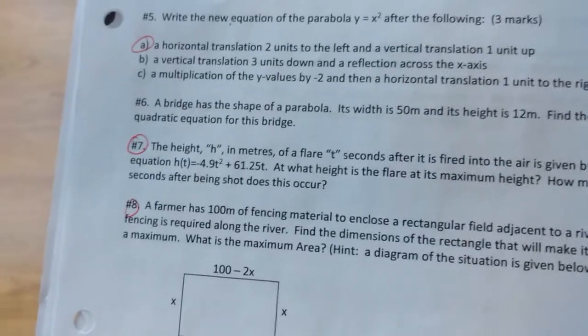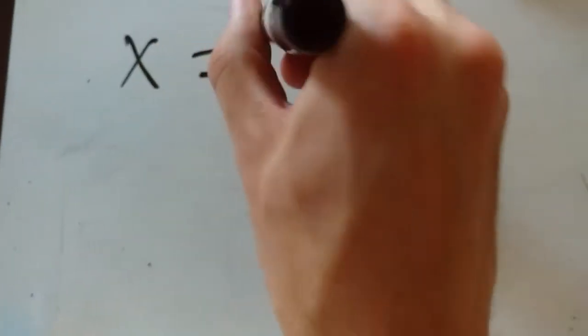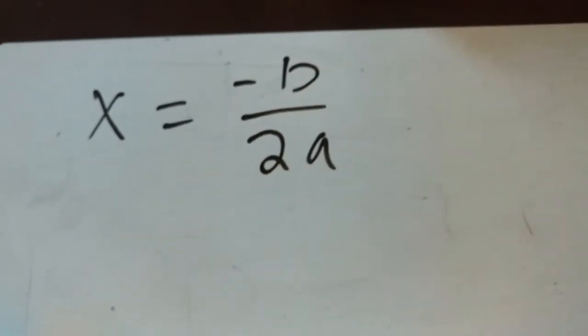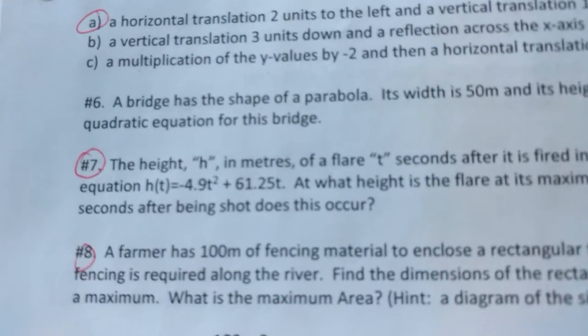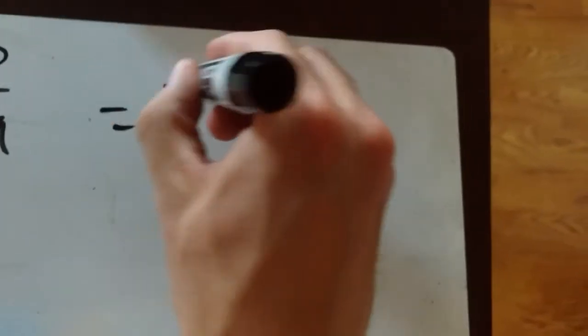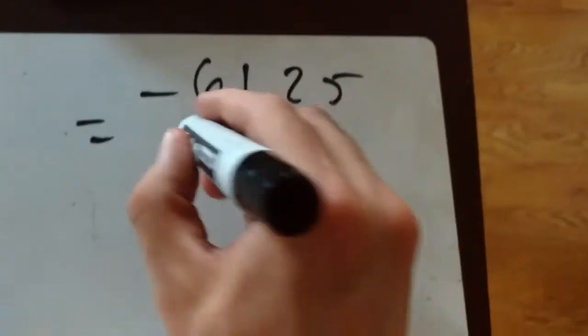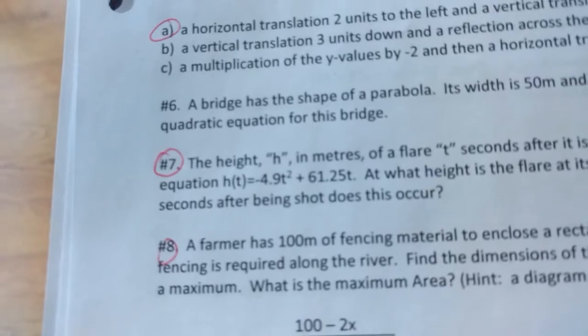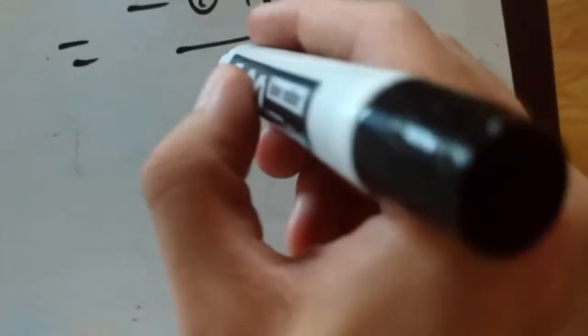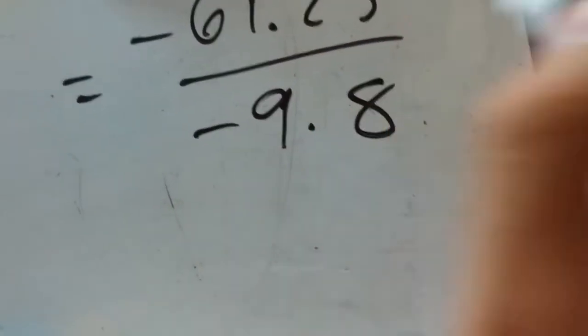So all we have to do here is find the vertex. Remember, we can use x equals -b over 2a as our formula to find the vertex. The b value is whatever's in front of the x. Well, x is t in this case, so we have 61.25. So we'll make that negative 61.25 over 2 times whatever the a value is. So we'll go 2 times negative 4.9, which gives us negative 9.8.